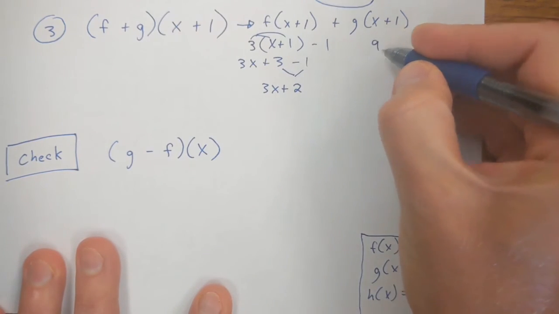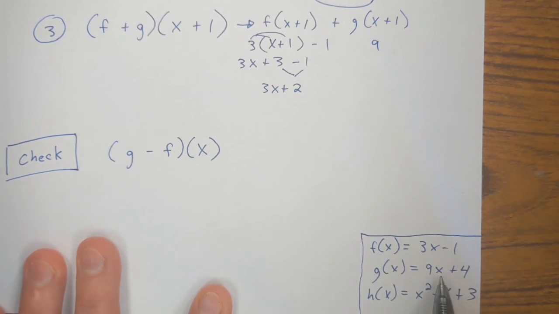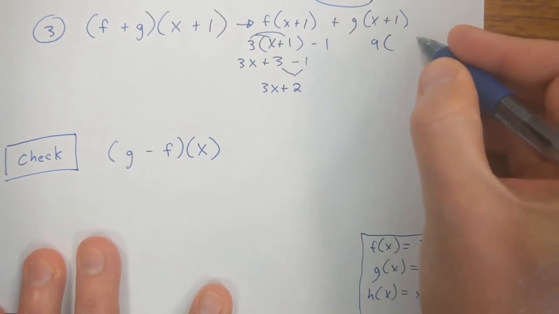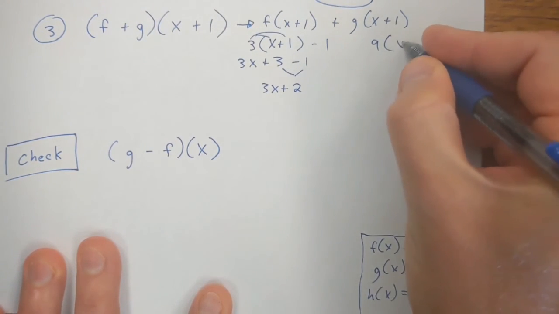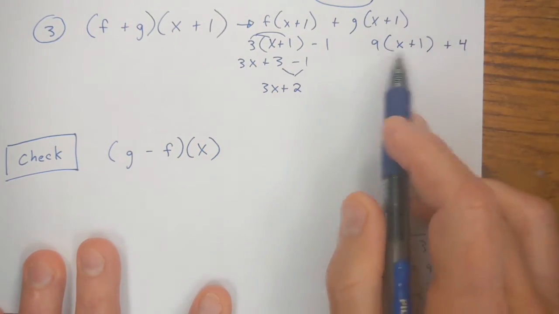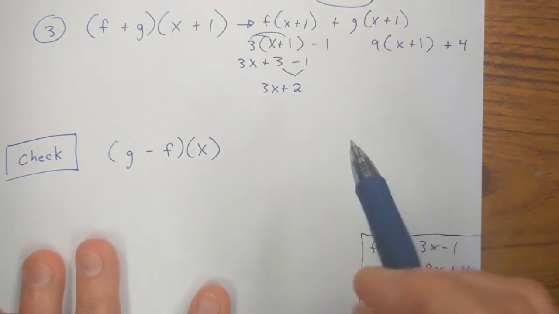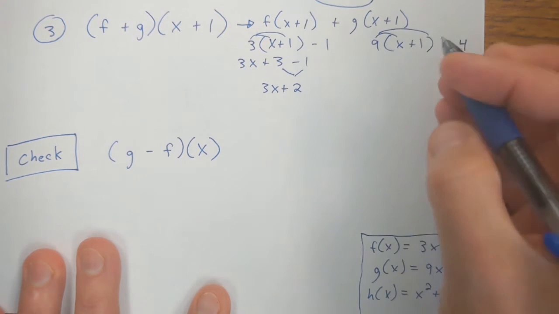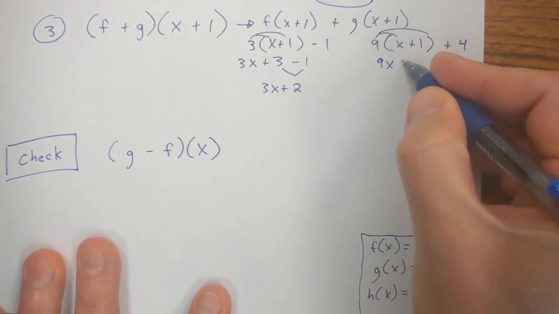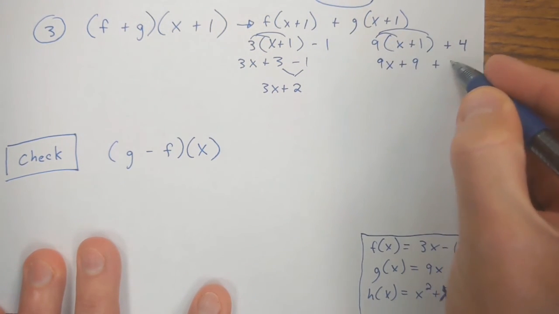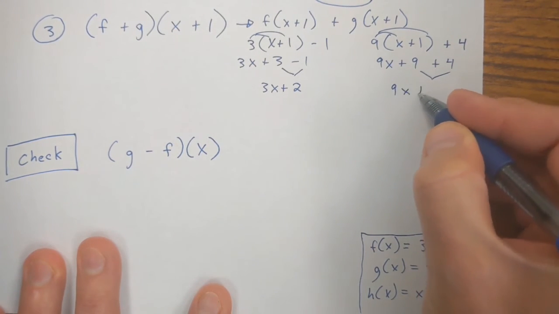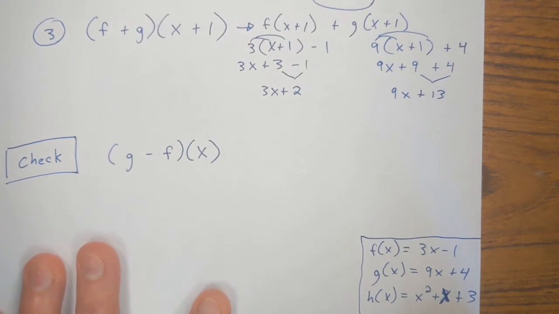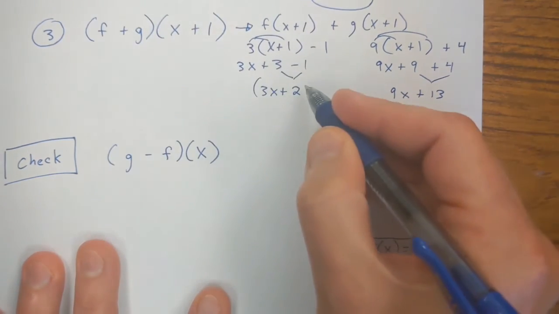I am going to, in this 9x plus 4, take away this x, and input in its place x plus 1. Now again, I can't just type that into my calculator because of the x. I need to simplify. I'm going to distribute. This would become 9x plus 9. And don't forget about the plus 4 here. Ultimately, this becomes 9x plus 13. Now, I've worked these out separately.